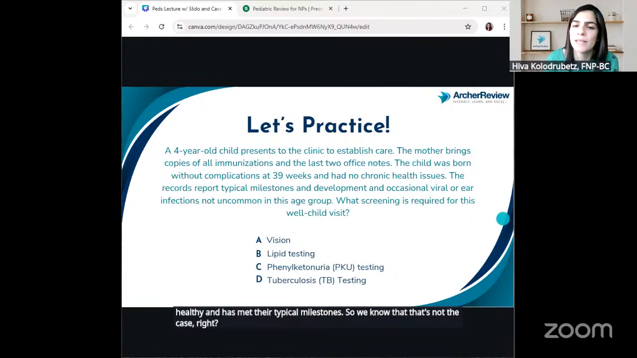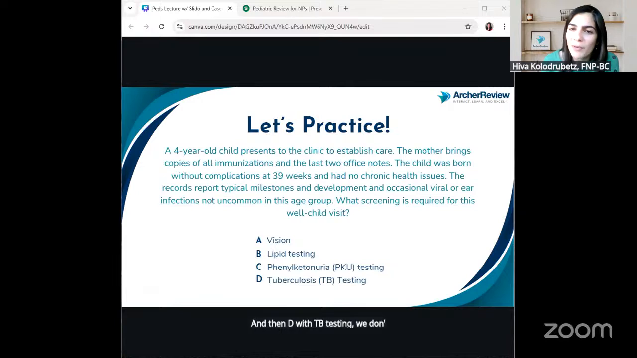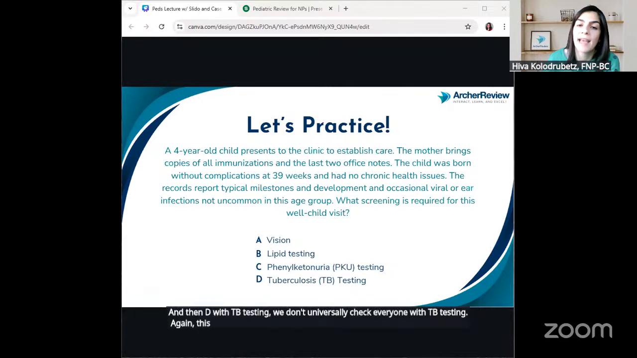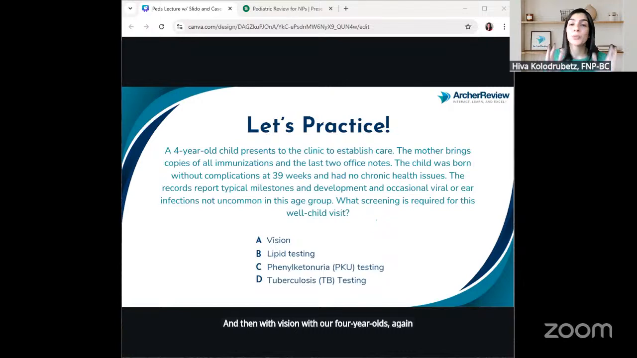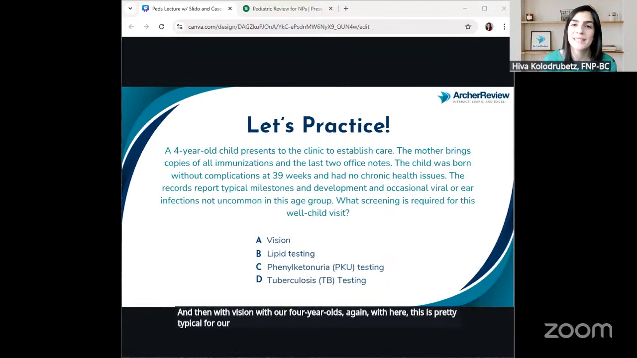And then D, TB testing, we don't universally check everyone with TB testing. Again, this is going to be if we think that this child has been at high risk or exposure, either with their living situation or with their traveling history, and none of that was given to us in this exam. So right away, all those we can rule out. And then with vision, with our 4-year-olds, this is pretty typical for our 4-year well child visit because we want to make sure as they're in those preschool years, we're catching those vision issues so that child can see and learn, right? That's really important. So vision and hearing is checked at that 4-year well child visit.